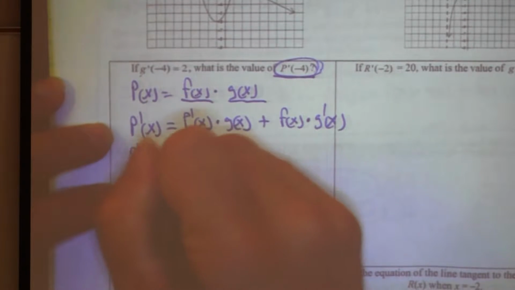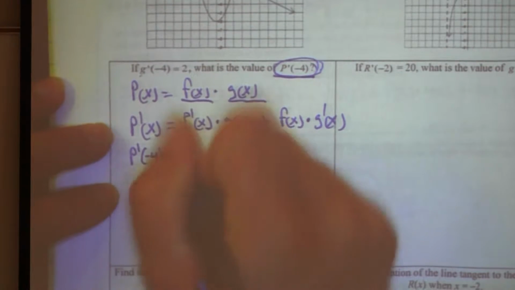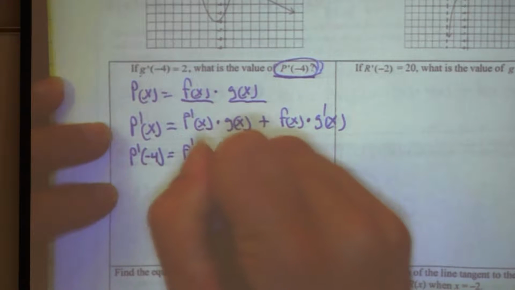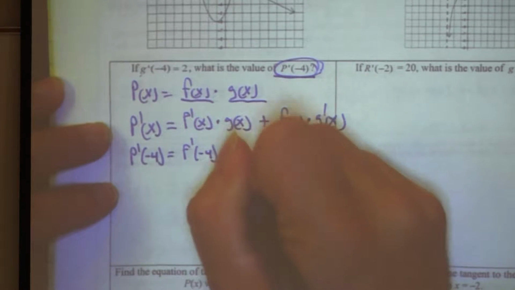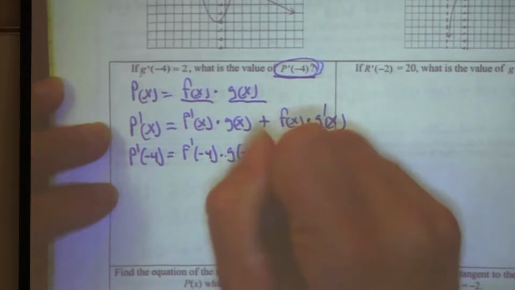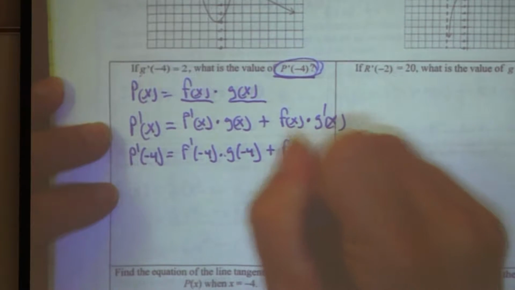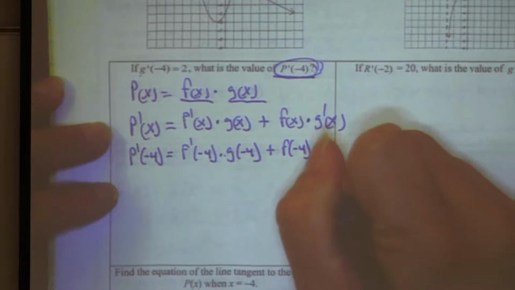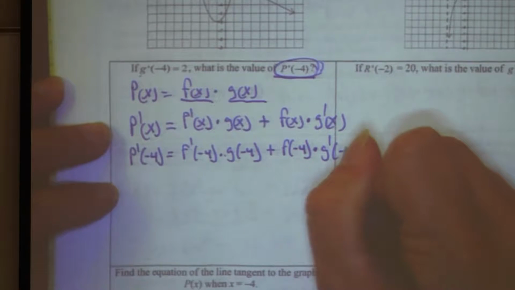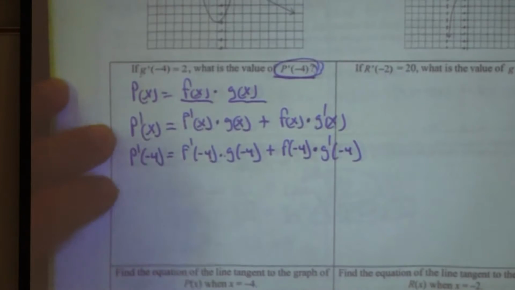So let's find p prime of negative 4. That means I need to know what f prime of negative 4 is, and I need to know what g of negative 4 is, and I need to know what f of negative 4 is, and I need to know what g prime of negative 4 is. Can we find all of those things?